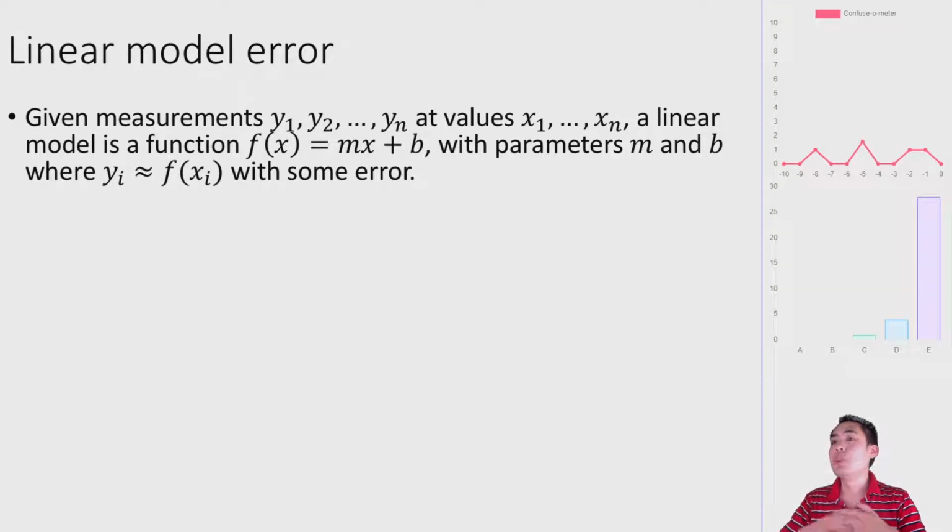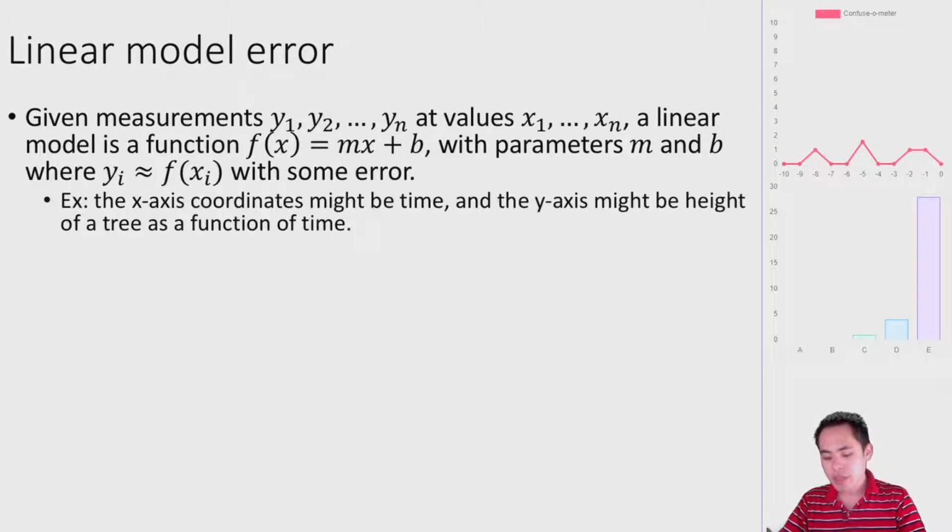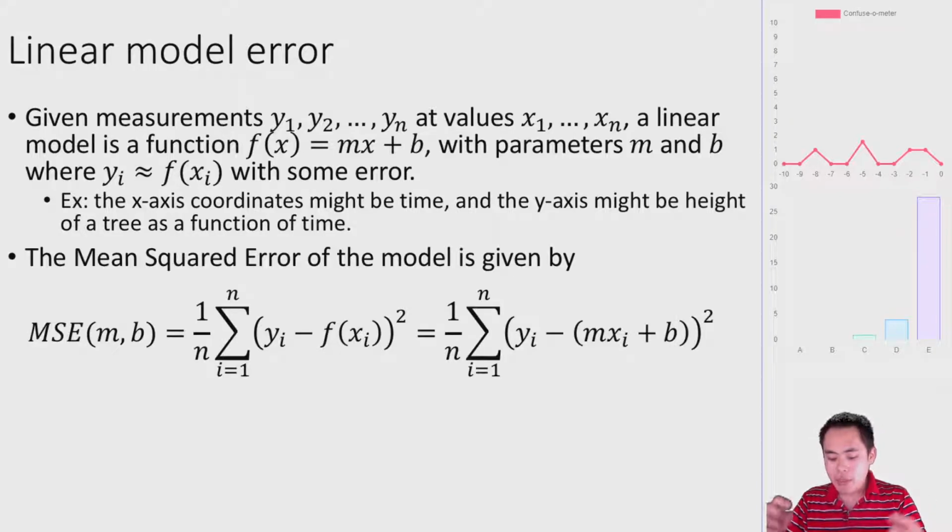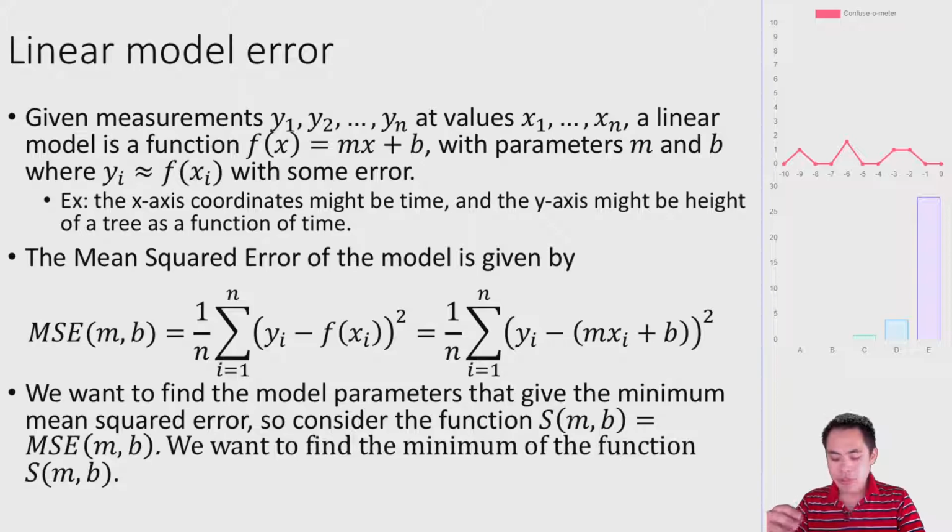a line with parameters m and b, where our data points yi are approximately equal to f of xi with some error. For example, in the example we just showed, the x coordinates might be time, and the y-axis might be the height of a tree as a function of time. Then we have the mean squared error of the model, which is the formula we gave a moment ago. To find the model parameters that give the minimum mean squared error, we just need to consider the function S of m comma b equal to the mean squared error, and find the minimum of that function.